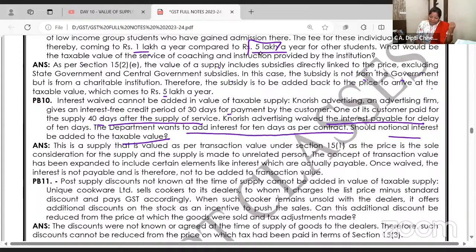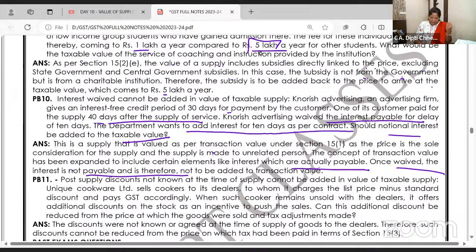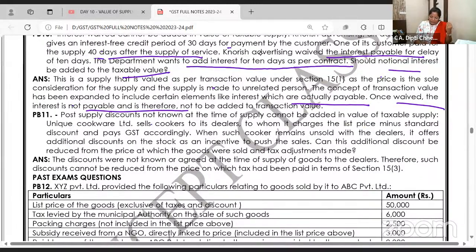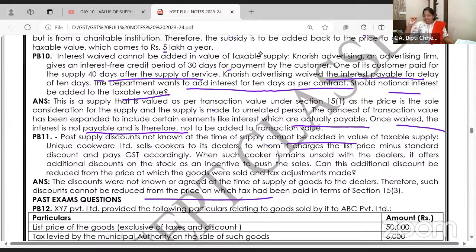If they waive off, will you include that in the price? No, this is the supply that is as per transaction value. So the concept of transaction value has been expanded to include interest which are actually payable. Once waived off, interest, fees and all will not be a part. Same way, post supply discounts which are not known, they will also not be the part. So these are all add less concept.